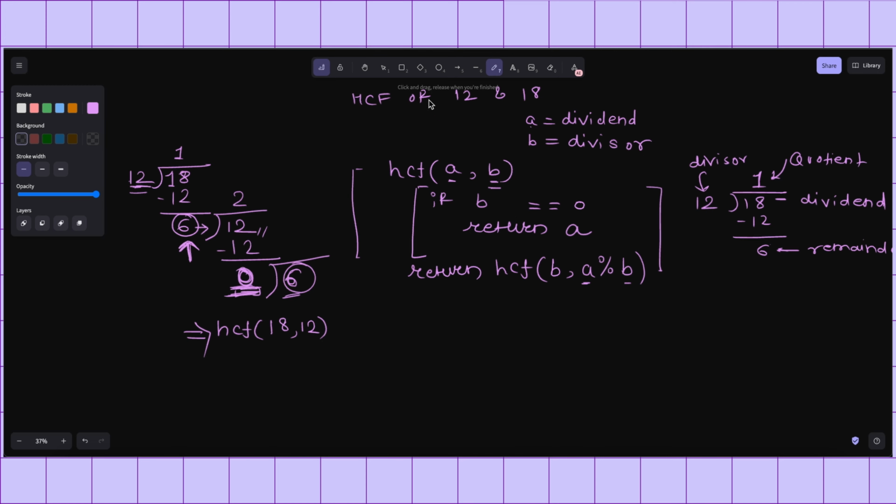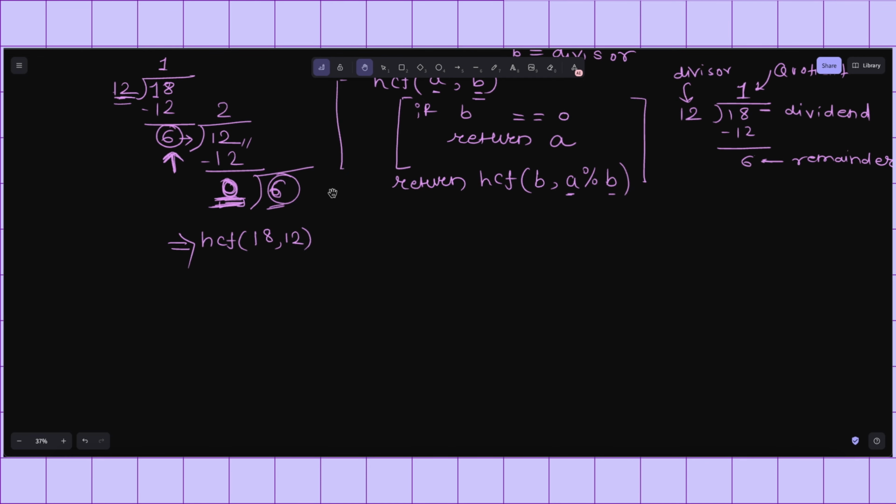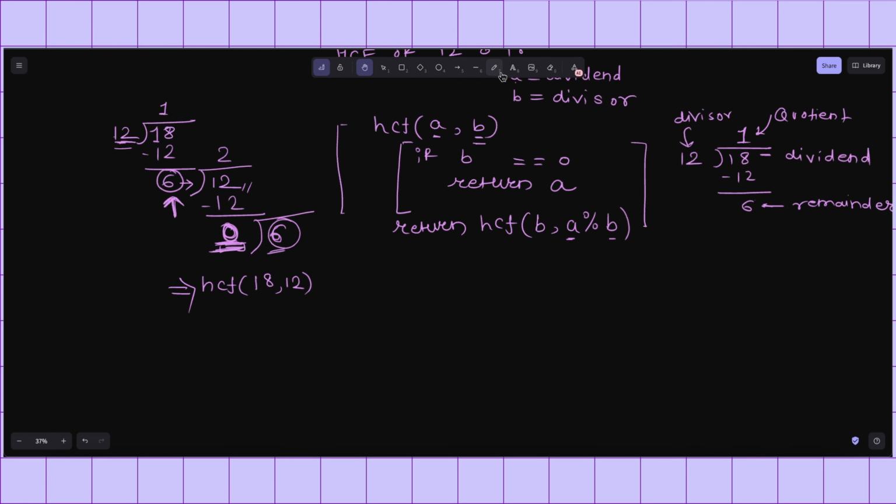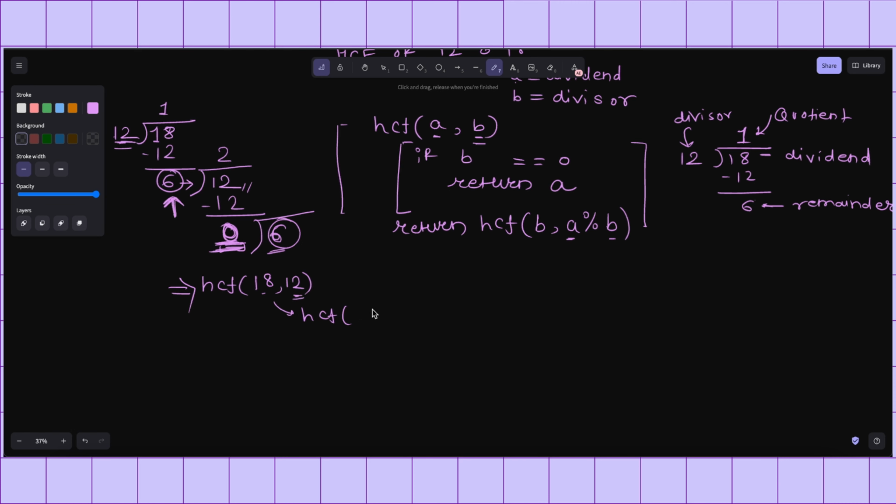Now let's do the dry run and call the function. We are calling HCF of 18 and 12. According to our function, it will check whether my divisor is 0 or not, where a is my dividend and b is the divisor. 12 is not 0, so the condition will fail. So it will call the function again, HCF of 12, that is b is passed first, and so on.